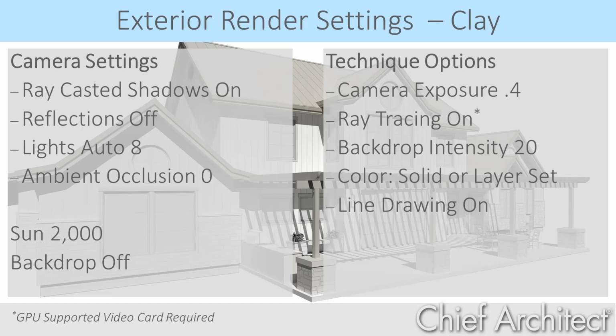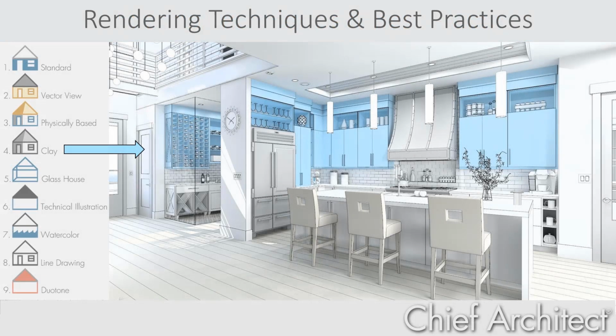In the camera settings, ray-casted shadows were turned on. The sun was set to 2000. I did not have a backdrop. In the technique options, the camera exposure was 0.4, and ray tracing was on. The intensity of the backdrop was at 20. And for the color, I turned on the layer set with colors for a few of the layers, and then line drawing was turned on. That concludes this session on render techniques, clay rendering, and real-time ray tracing.